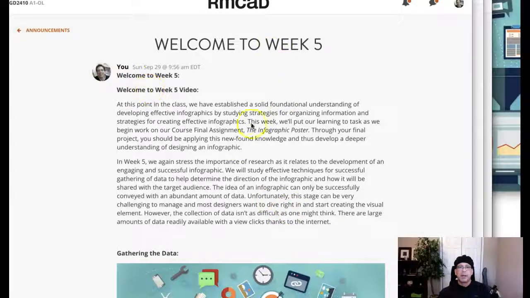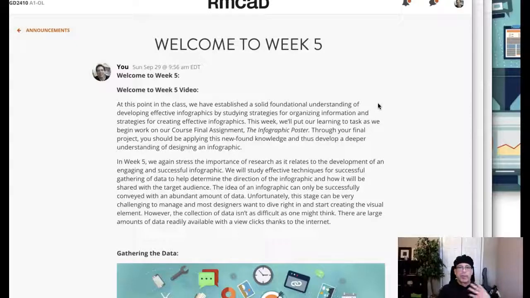Welcome to week 5. Okay, so far, by way of summary, we've established a solid foundational understanding of developing effective infographics, and we've done so by studying strategies for organizing information, and we've also studied strategies for creating effective infographics. So this week, now we've been studying and looking at doing visual and data research since the beginning of the class on the creation of effective infographics.